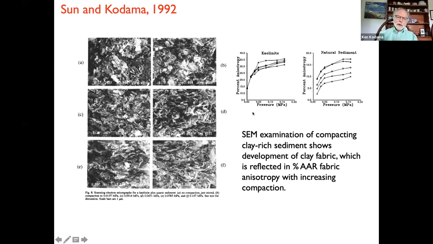Over here, this is the percent anisotropy as a function of pressure for kaolinite or for the natural sediment. And what I want you to see is that the magnetic fabric as measured by the partial ARM is developing with the same kind of break in slope behavior that we saw for the inclination shallowing and for the porosity decrease.